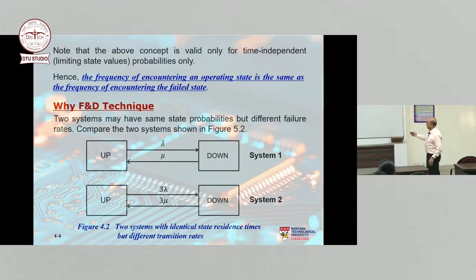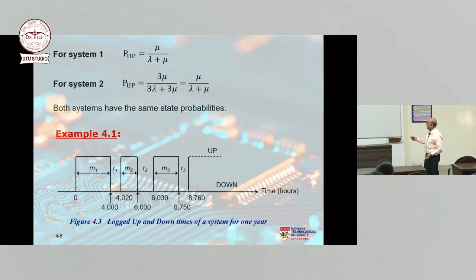So that's why the frequency and duration is good, but because it also entails complex data, therefore we are not going to learn it at this stage. So this is just a small example to show you that the system was operating for M1, then it was down for R1, then it was operating for M2, down for R2.